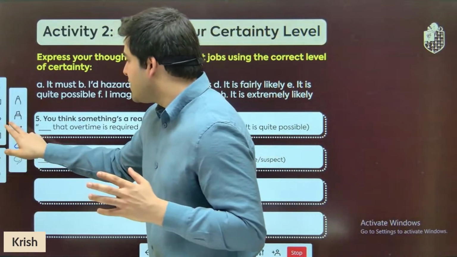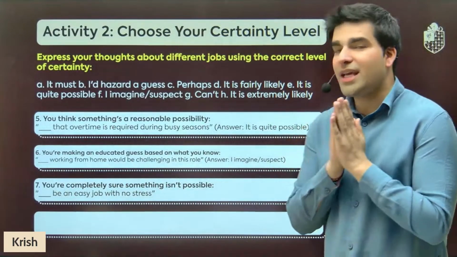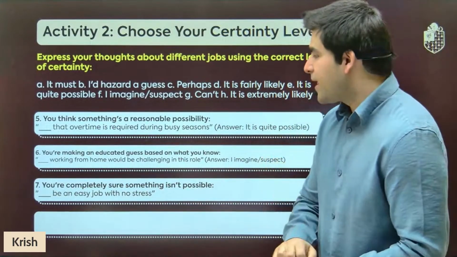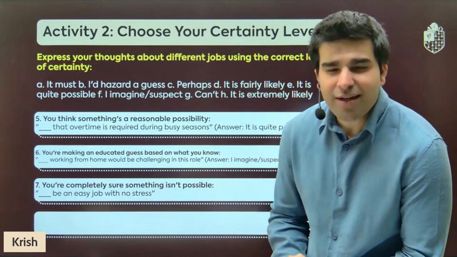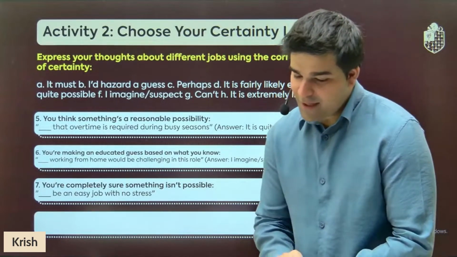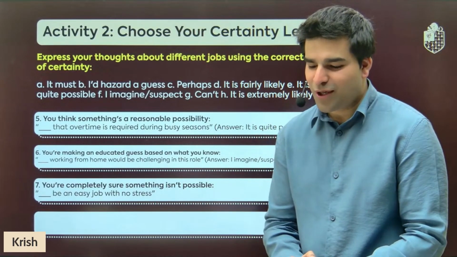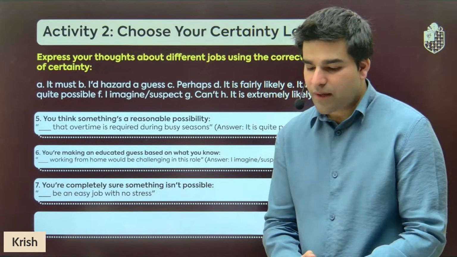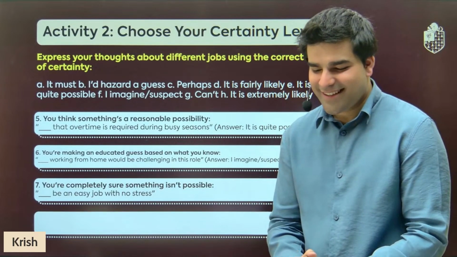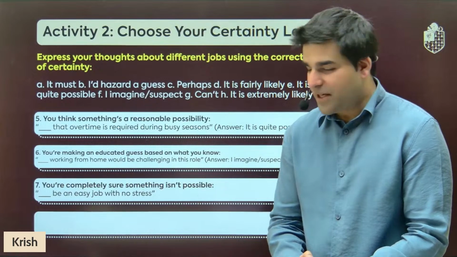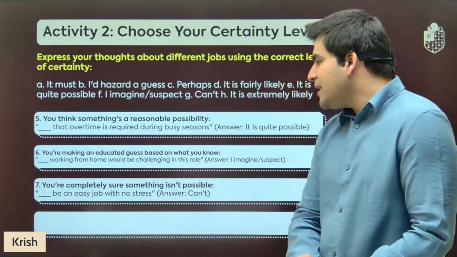All right, let's move to number 7. You are completely sure something isn't possible. Completely sure. Dash be an easy job with no stress. Is there a job like that in the world with no stress at all? Shinobi, not a problem at all. Welcome. We missed you. We thought, where's Shinobi after all? Thank you, Hari, Swati, Aradhya, Sanjana. What about other people? Fazila, welcome. Perfect. So the correct answer is "can't." It can't be an easy job with no stress.